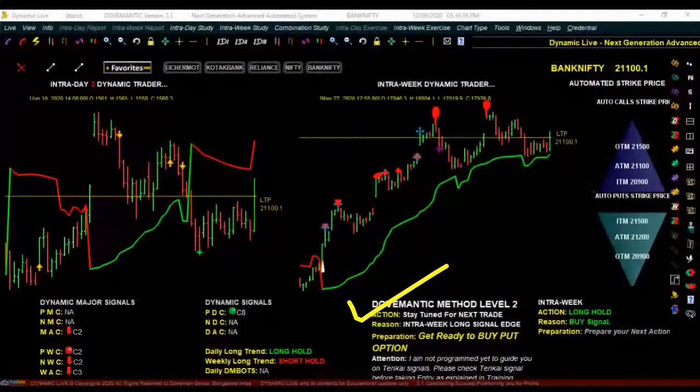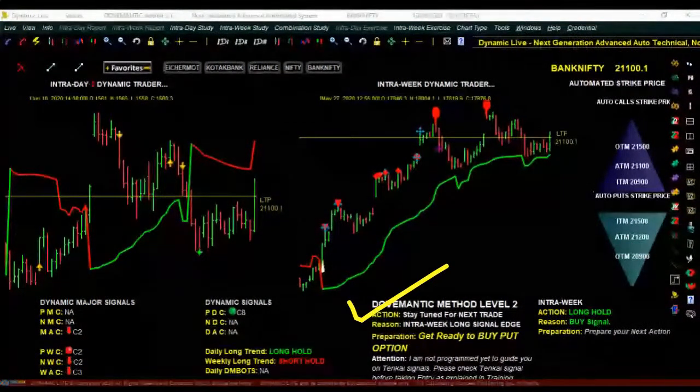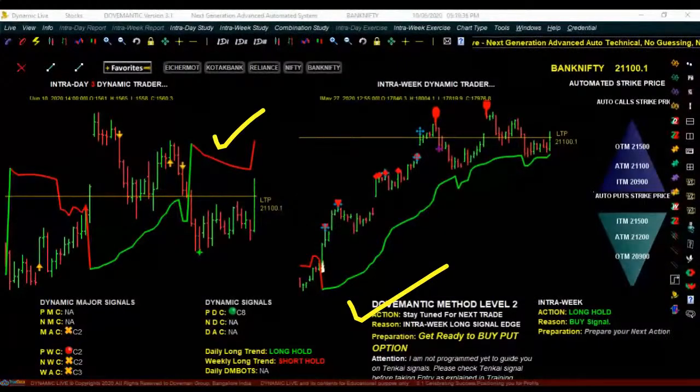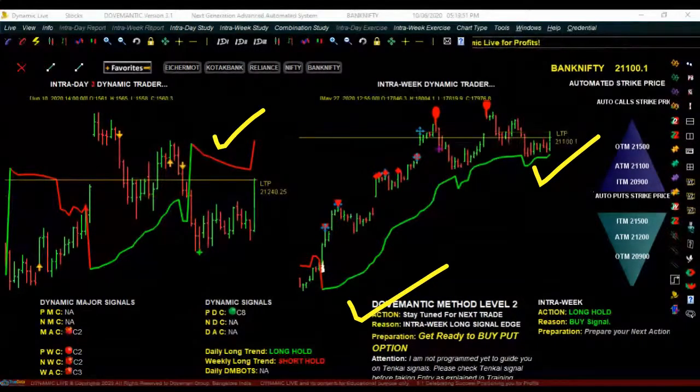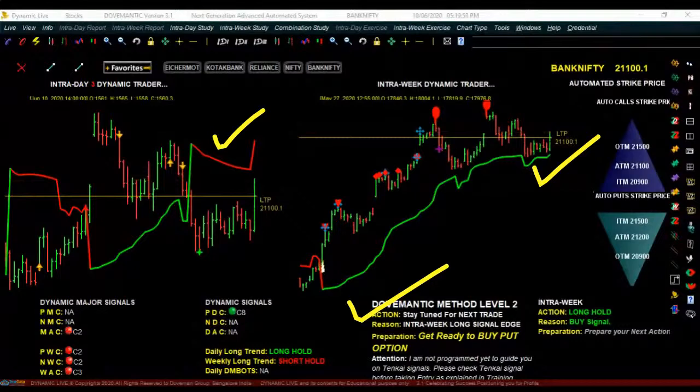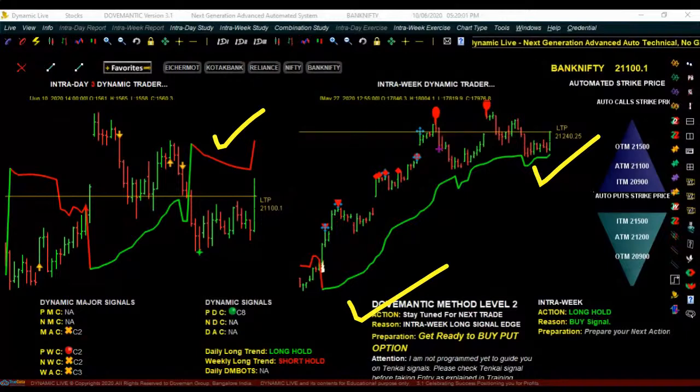What do we do in the third step? Whenever the action tells us to buy a call option or to buy a put option, we check the intraday 3 long, we check intra-week long, and we check one more thing, and that is dynamic system. Now, what is dynamic system? Dynamic system is another intelligent platform which will be installed into your computer if you have subscribed for this dynamic live. Dynamic system is being given free for a limited period of time based on the plan that you have opted for. And dynamic system is used to do positional trading in futures and options in any stocks or index.